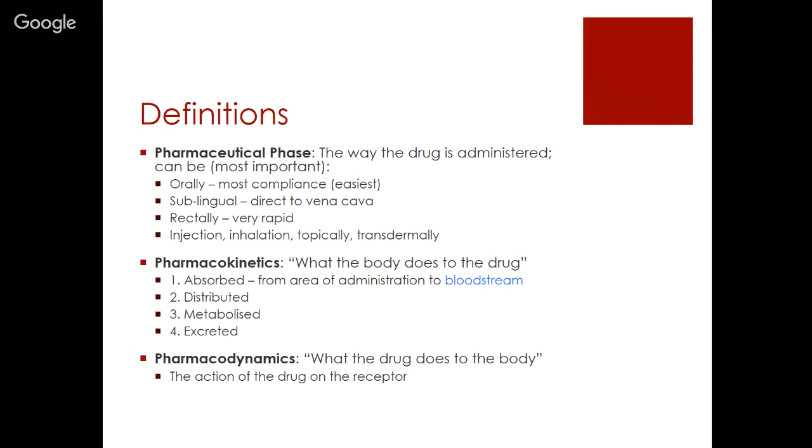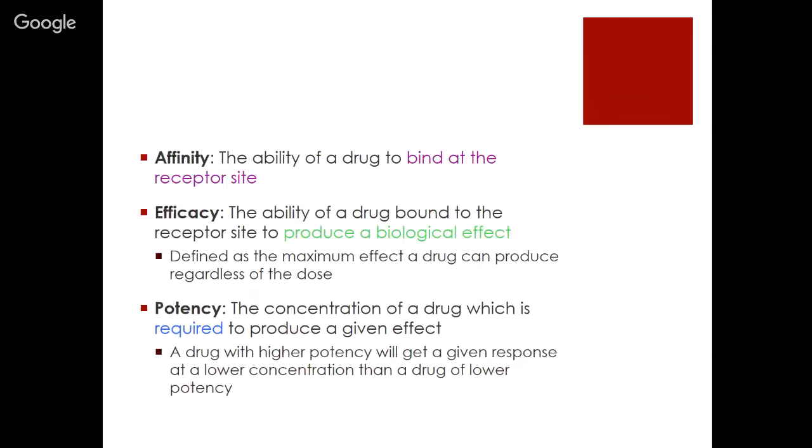The main routes you need to know are oral, sublingual, so under the tongue, which goes directly into the vena cava. Rectally is extremely rapid, or else injection obviously has the greatest bioavailability, which I'll be talking about in a moment. Something to know is the pharmacokinetic order. The thing ADME is the best one. It has to be absorbed from the area of administration to the bloodstream, then distributed, metabolized, and then excreted. That's pharmacokinetics, which is what your body does to the drug. And then you've got pharmacodynamics, which is what the drug does to the body. So when it binds to a receptor, what sort of action it's going to have.